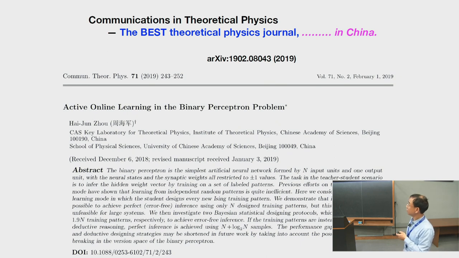And again, if you want to get more into the detail, there is a paper written by me and published in the best theoretical physics journal in China. It's called Communications in Theoretical Physics. It's a journal that our dear Professor Aurel also publishes. So you should also follow his lead.